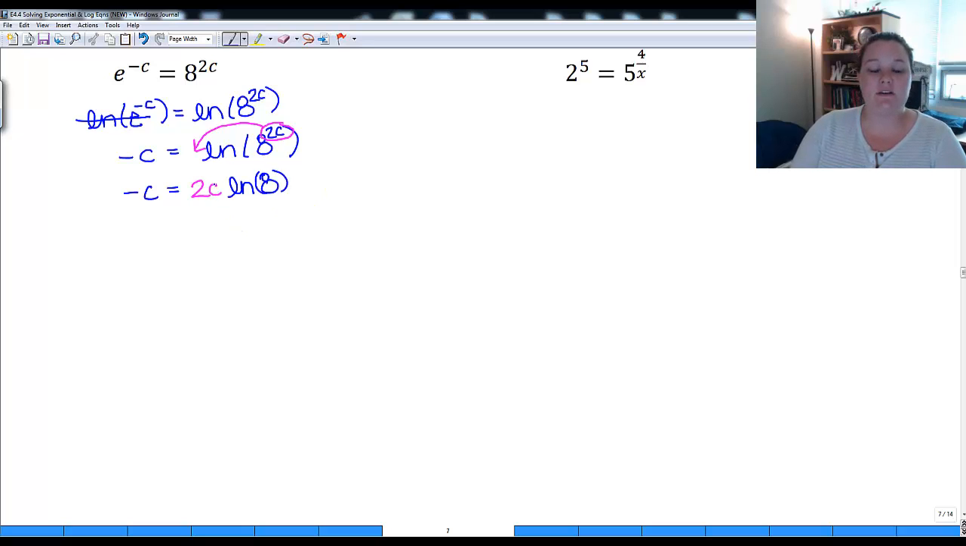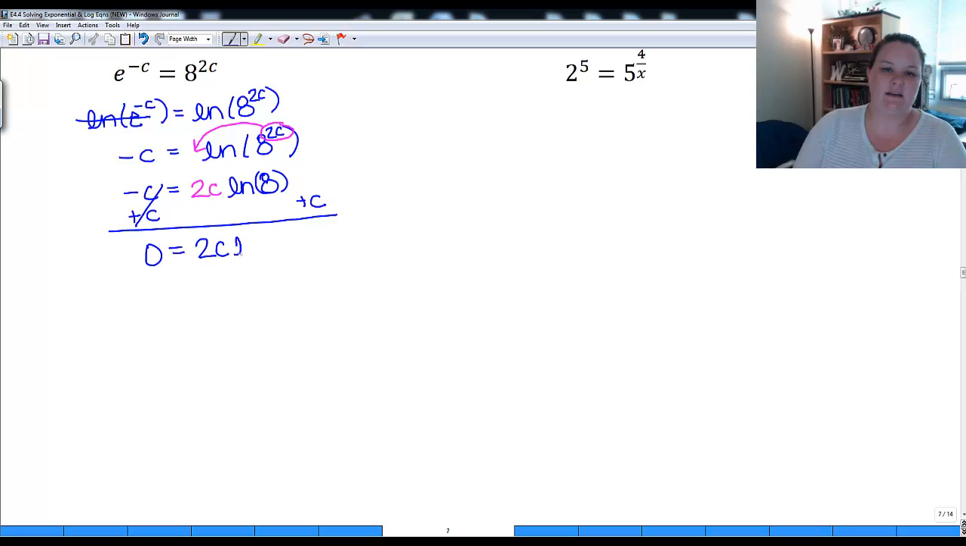Okay, and now if I want to solve for c, this is pretty easy. I need to get all my c terms together, right? So I'm going to move this negative c over to this side. So I'm going to add c to both sides. So I have 0 is equal to 2c ln 8 plus c. Now again, we're solving for c. I have a c stuck in this term, and I have a c stuck in that term. So in order to get my c by itself, I'm just going to factor it out. If I factor the c out of this term, I'm left with 2 ln 8. And if I factor the c out of this term, I'm left with just a 1.